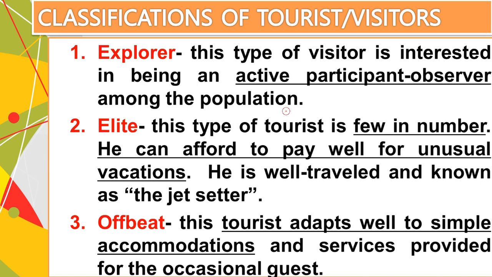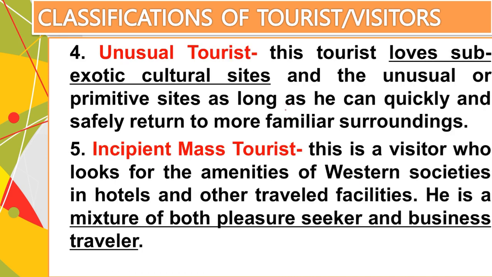So that is offbeat. So next is the unusual tourist. So si unusual tourist naman, they love sub-exotic cultural sites. Okay, like for example, magka-camping sila sa gitna ng forest, or magka-camping sila sa peak ng mga mountains, kasi 'di ba may mga mountains na pwede kang mag-hike and then pwede kang mag-overnight stay doon using your tent. So that is unusual tourist. So next is incipient mass tourist. So mixture of both pleasure seeker and business traveler.